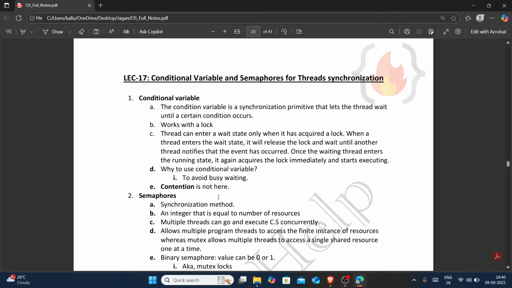A thread can enter a wait state only when it has acquired a lock. When a thread enters the wait state, it will release the lock and wait until another thread notifies that the event has occurred. Once the waiting thread enters the running state, it again acquires the lock immediately and starts executing.